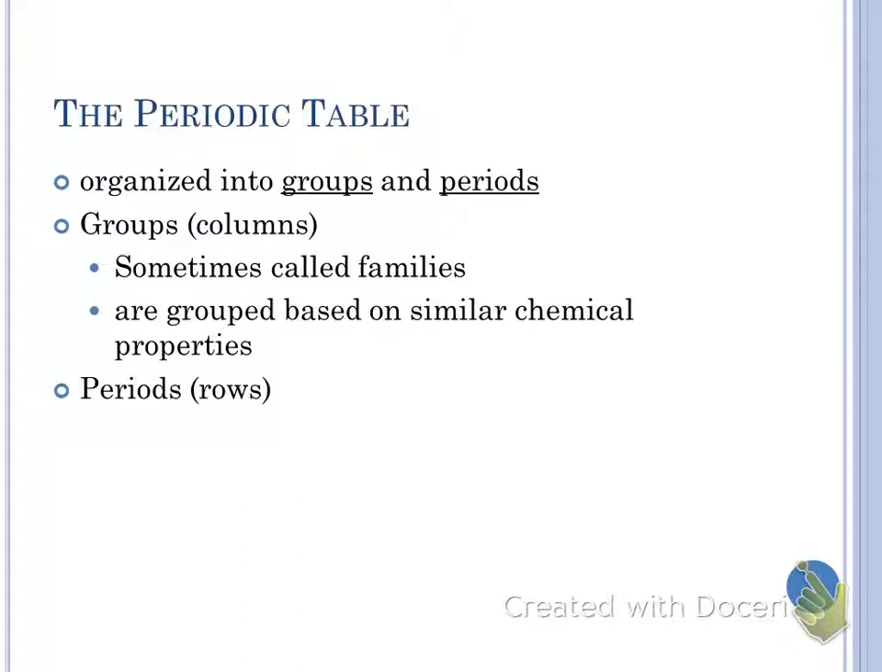So there should be 7 periods. Stop at francium. Okay, so what do you notice as you go from left to right in a period? What do you notice an increase in?